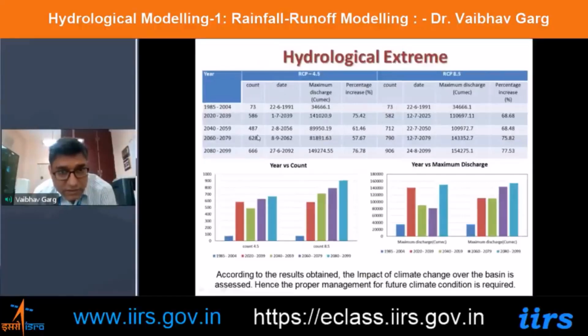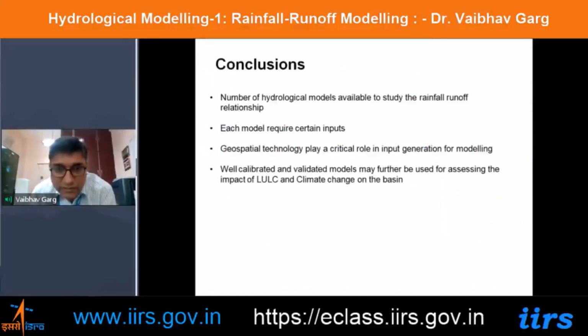So in 4.5, you can see the number of such events in each 20 year time period, and in 8.5 you can see there are more such events. So these kinds of models may be useful to study the impact of land use and cover change, and the impact of climate change on the hydrology of the basin. So these may help us to draw policies, and we can take climate change adaptation measures based on such analysis.